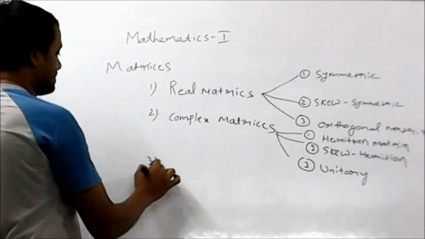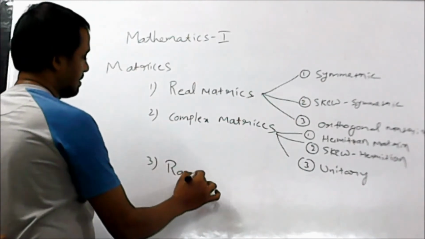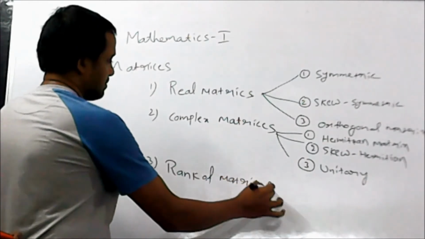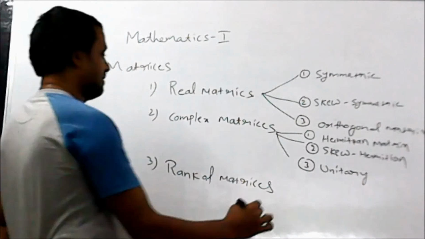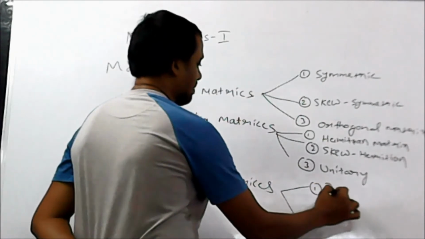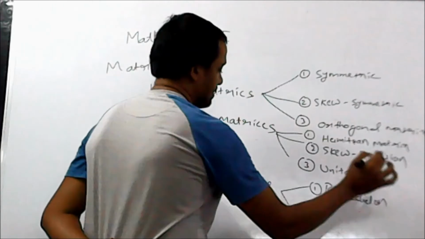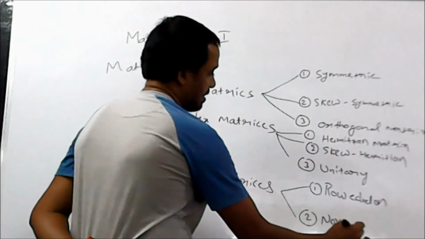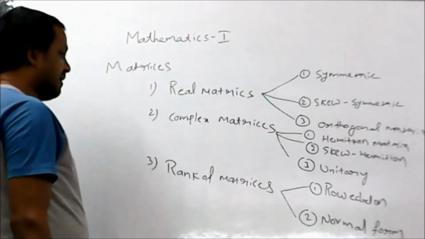Third topic is about rank of the matrix. You can find the rank of the matrices in two ways. First way is about row echelon form. Using row echelon form, you can find the rank of the matrices. Another way is normal form of a matrix. This is the way you can find rank of the matrices.